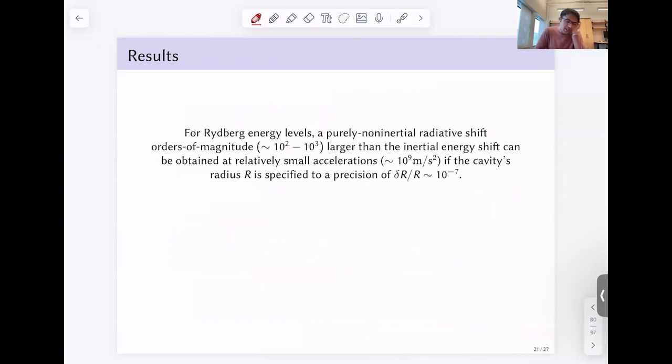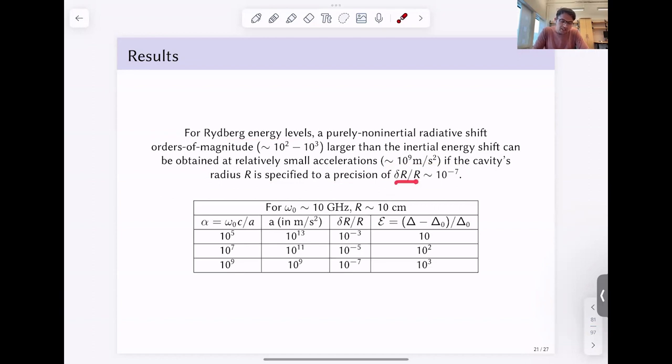So to summarize the results, here we are saying that if you take Rydberg energy levels, a purely non-inertial radiative shift, which is stronger than the inertial energy shift by 10 to the 2 or 10 to the 3, can be obtained at an acceleration that is still large, but relatively small compared to what earlier setups required, for example, 10 to the 17. This holds if, in addition, you can specify the cavity radius to a precision of 10 to the minus 7. If you can't arrange for such precision, and you talk about lower precisions in the cavity design, then you correspondingly lower the strength of the purely non-inertial signal you can harness from such a setup, and you need to give higher acceleration. So this is a table which just lists other possibilities as well.